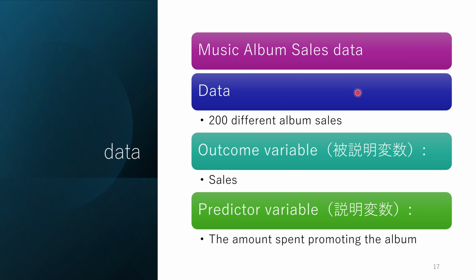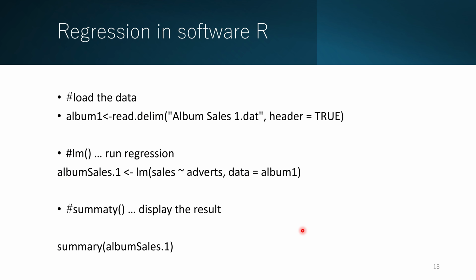Here is a dataset of 200 albums, and the outcome Y is sales. Sorry, this is Japanese. The outcome variable is sales. The predictor variable, or independent variable, is the amount spent promoting the album. This is, for example, the adverts for sales. Okay, first we will move to the simple regression. First step, load the dataset and use LM to fit the model, and call summary to see the output.